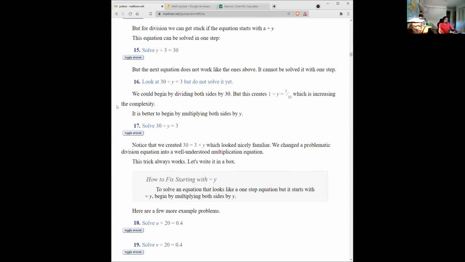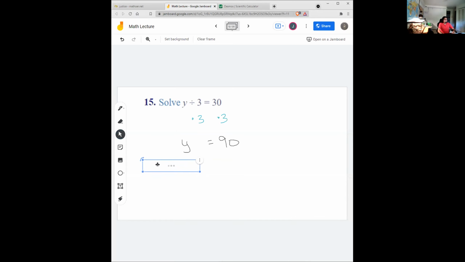But if I try to do something like this, it doesn't work as well. Now there is no divided by 3. Instead, there's a divided by y. If I try to multiply both sides by 30, I can. I'm allowed to multiply both sides of any equation by 30, but it doesn't make this any better. It just puts 30 in there also. So to do this one, the opposite of divided by y is going to be times y.